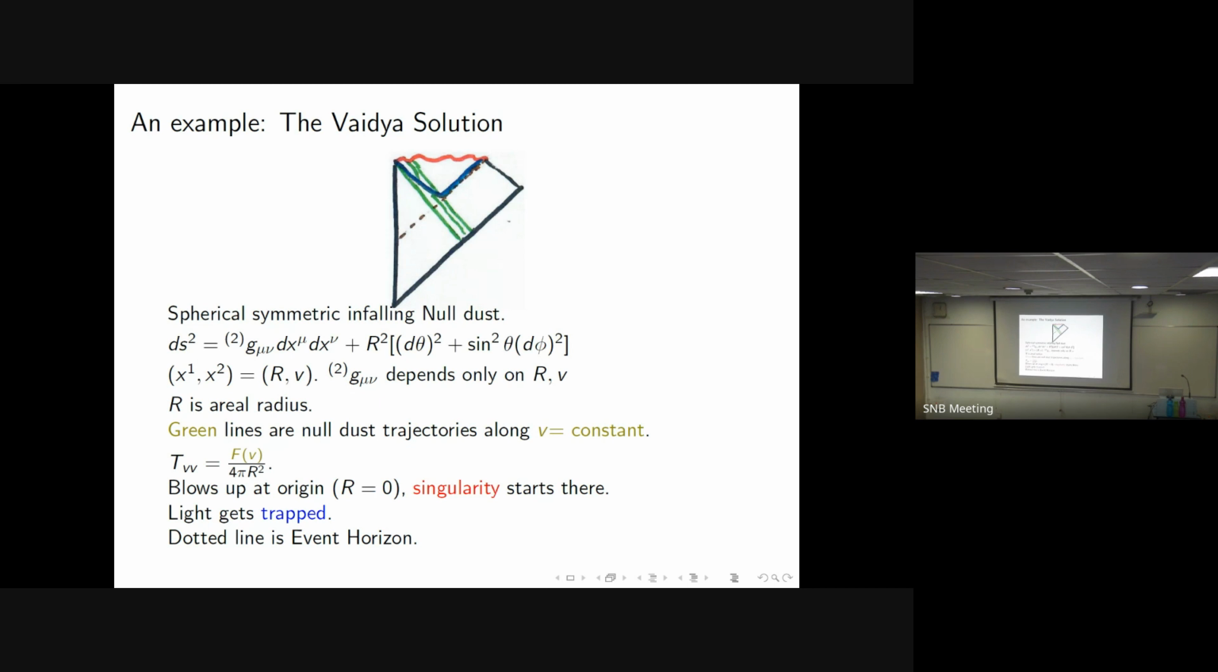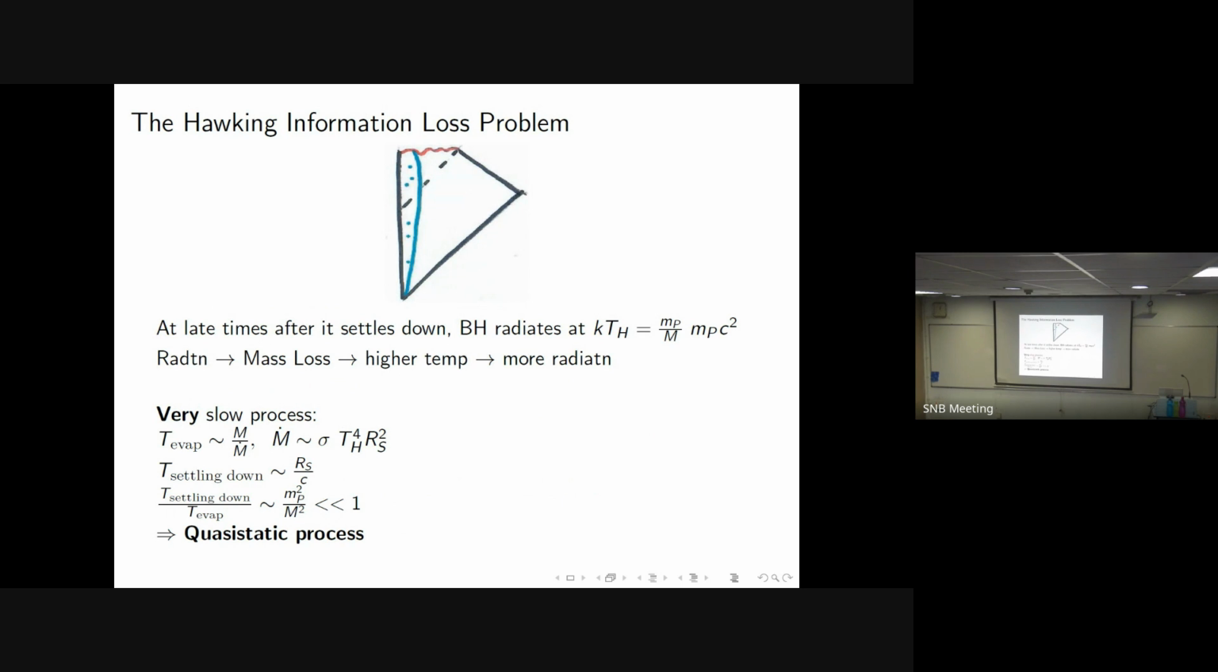Okay, so let's go ahead. I'm coming to where I want to come with this problem, which is the Hawking information loss problem. Now, the very definition of a black hole is that nothing can come out of it, right? Because you go all the way to null infinity, not even light reaches you over there from that part of space-time.